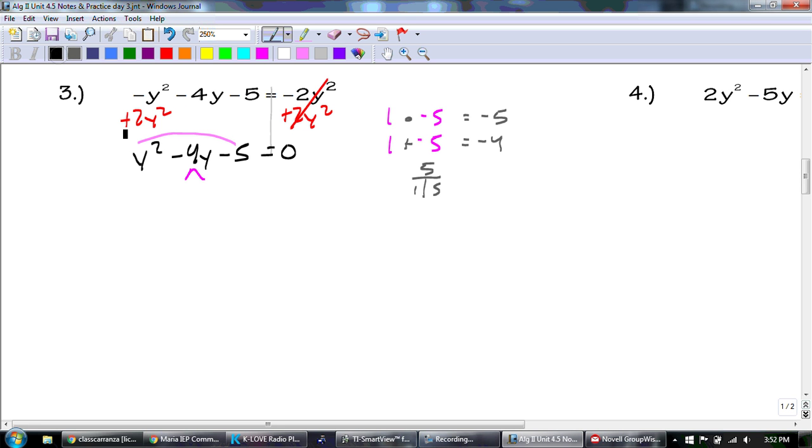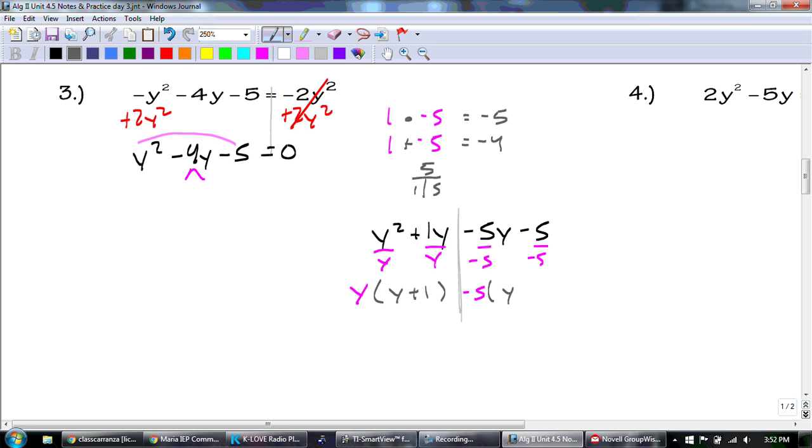That's 1 and 5, but the 5 is negative. So we can split that middle term to get y squared plus 1y minus 5y minus 5 and factor all of this, okay? So I'm going to move this and factor it over here as we start splitting that middle term. We draw the line. We take the factor of the first group, which is y, the factor of the second group, which is a negative 5.